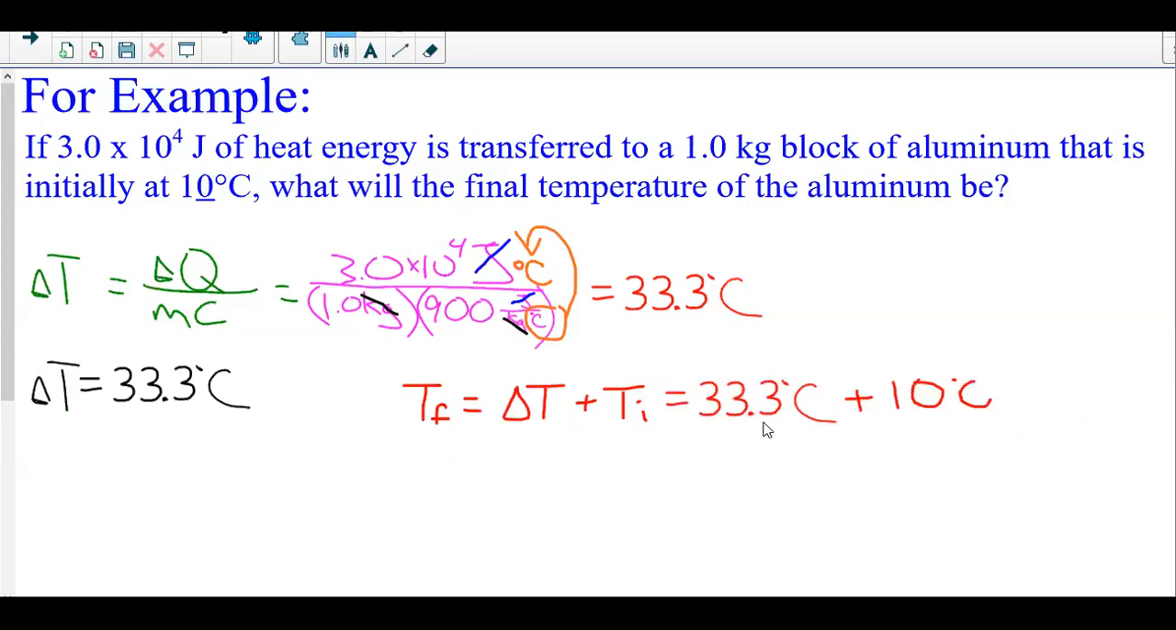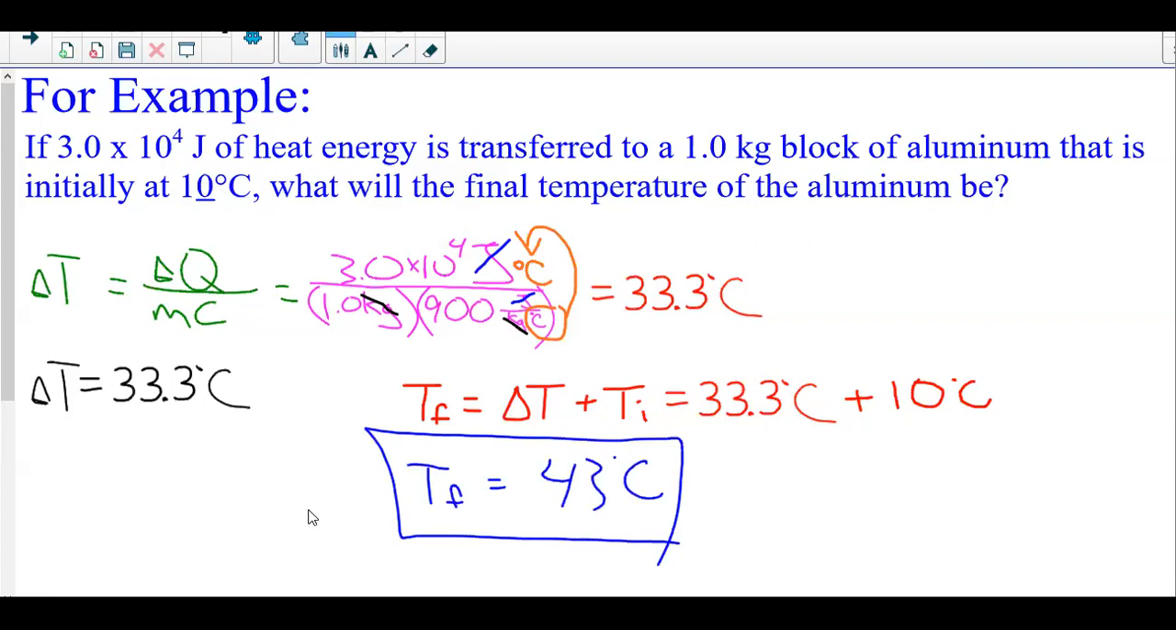So your 33.3, which was our delta T, added to the 10 from the original question, since the aluminum was initially at 10 degrees Celsius. Just add those two together, and by the time you're all done adding 30,000 joules of heat energy, you should have 43 degrees Celsius as the final temperature of this block of aluminum.